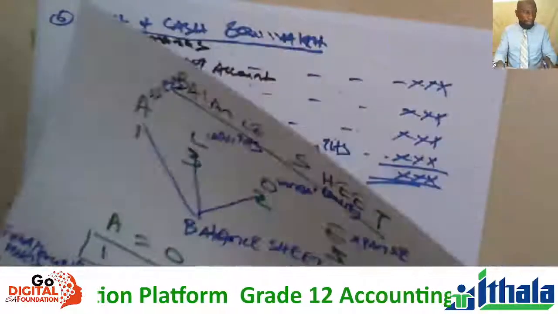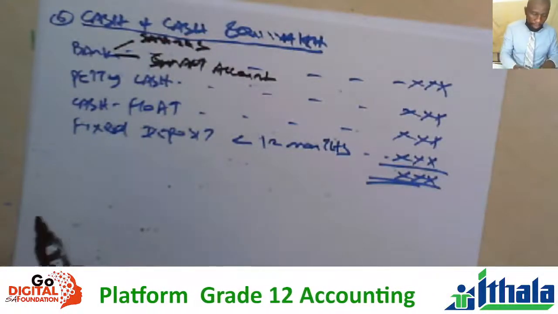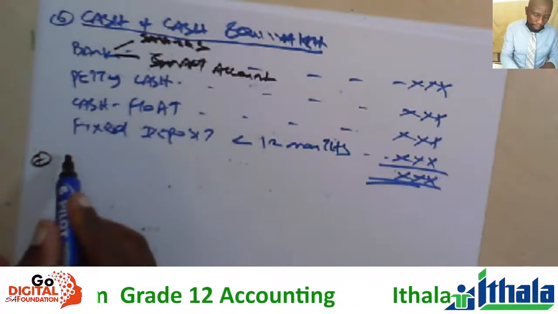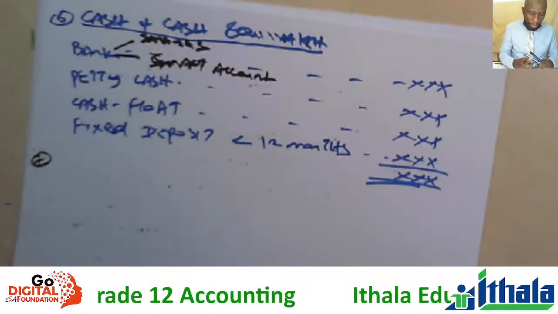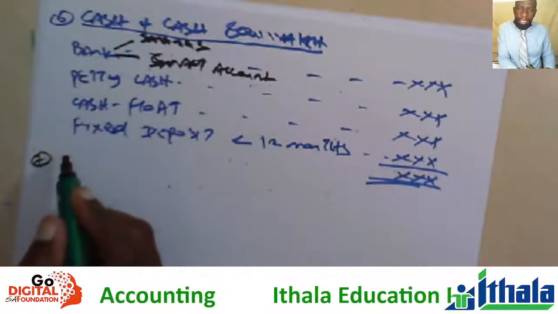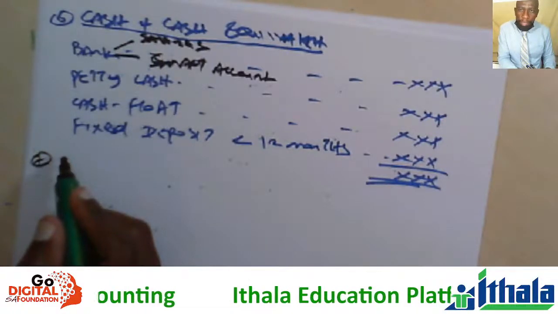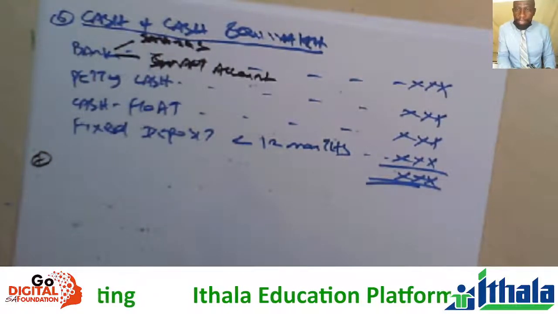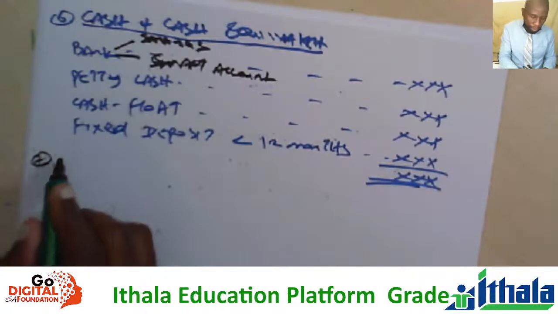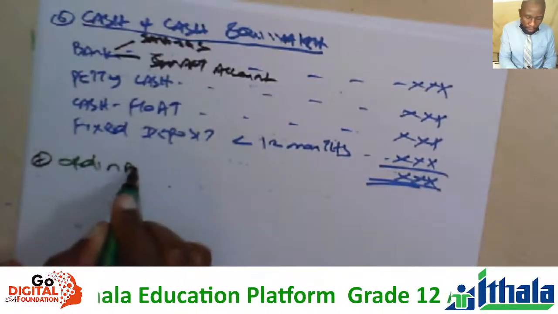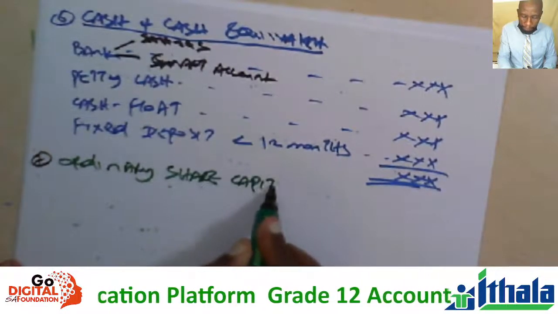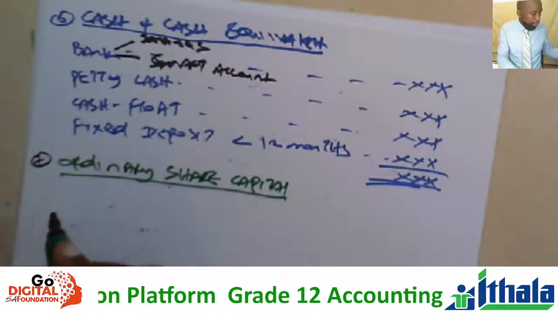Now we're going to note number 7, note number 8. Let me just write note number 7 here. What is note number 7? Ordinary share capital. Remember, we're dealing with companies here, and we're dealing with public companies. So we're selling shares to the public, through prospectuses. The public must be invited to buy shares through prospectuses. So we have ordinary share capital. This is note number 7.